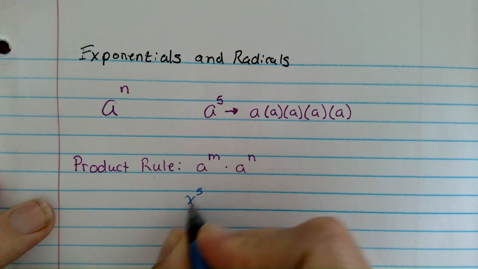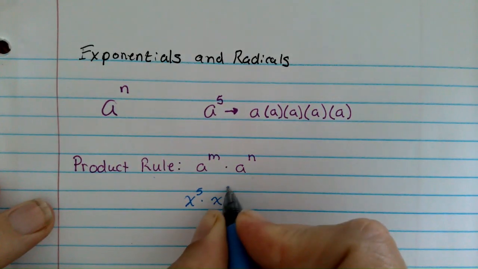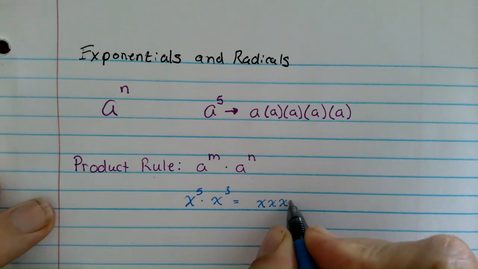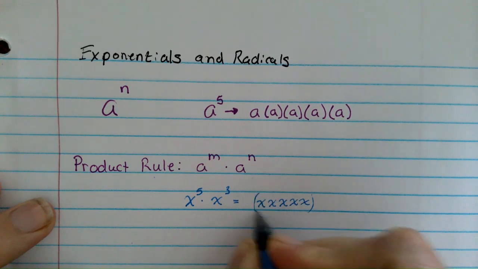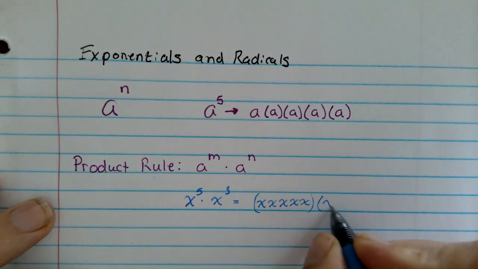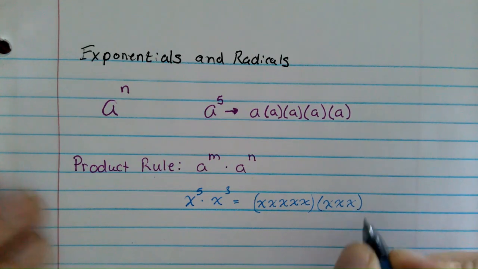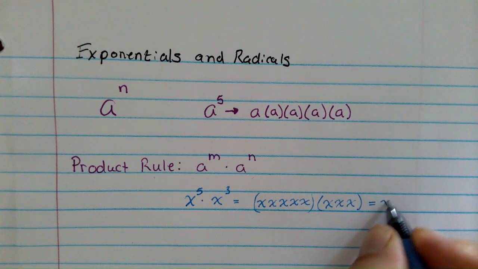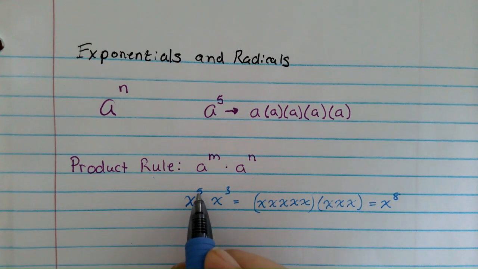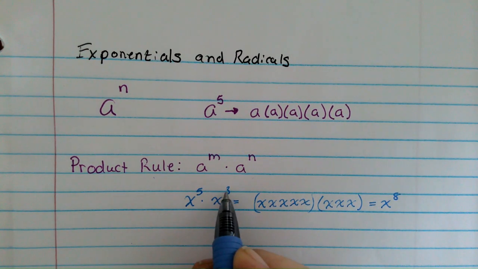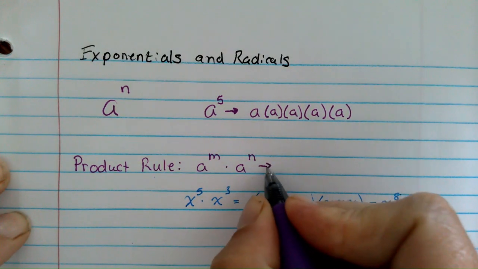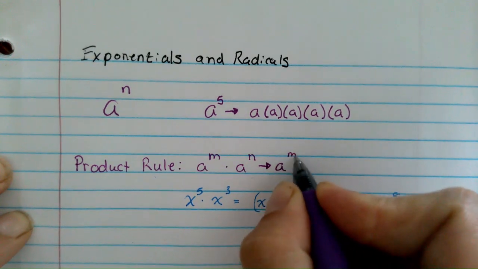x to the 5th being multiplied by x to the 3rd. So what's happening here is we have 1, 2, 3, 4, 5 x's being the first part, being multiplied by 1, 2, 3 x's. So now that I've written it out, we can actually see that this is x to the 8th. What happens is we took the 5 for this exponent and the 3 for this exponent and we added them together. So that's the rule: you're going to keep your base, but you're going to add your powers.